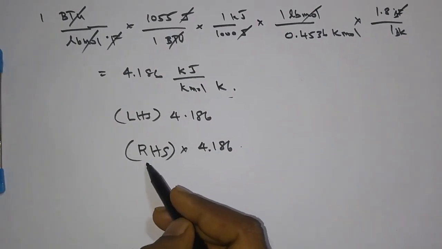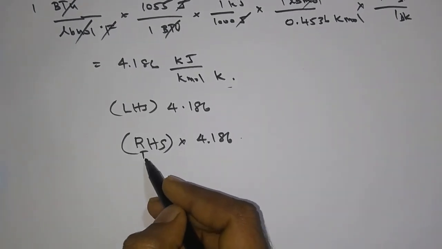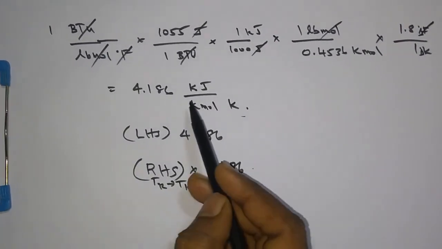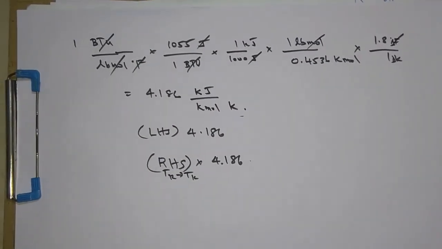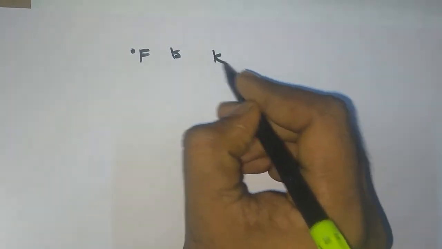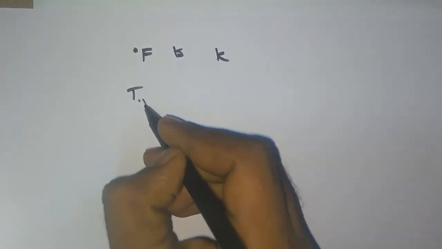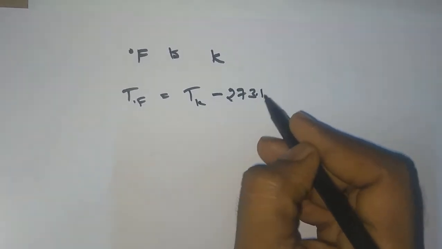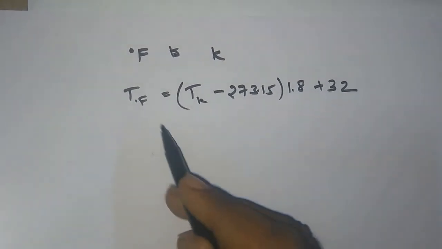Before that, the right hand side term as a function of temperature in degree Fahrenheit needs to be converted to temperature in Kelvin. Whatever factor we multiply on the left hand side, the same should be done on the right hand side. We have to get temperature in Fahrenheit to temperature in Kelvin. So what is the conversion factor? Temperature in degree Fahrenheit is equal to temperature in Kelvin minus 273.15, into 1.8, plus 32. So this is the conversion factor.